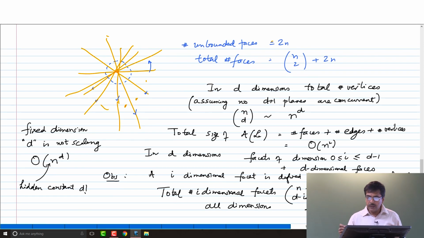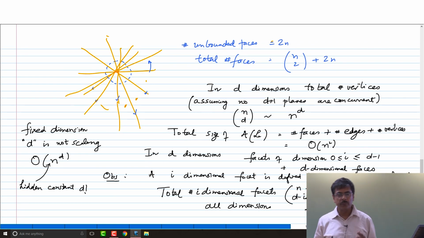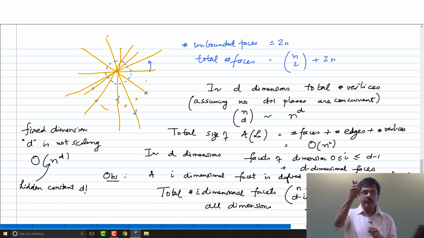So this is basically about the arrangement structure that we have, whether it's in two dimensions or d dimensions. This is the size of the structure, which is basically all sorts of facets and faces. Why is size important? Because finally, we may want to store it in a data structure. Eventually, what are we doing? We have a set of lines, and we want to create a data structure, like what we started with in the morning, that tells me, given a query point, which line lies above it.